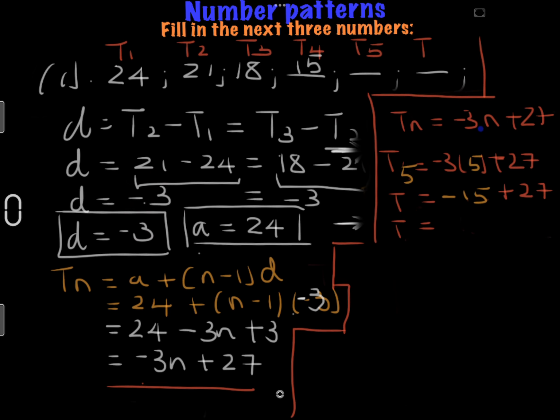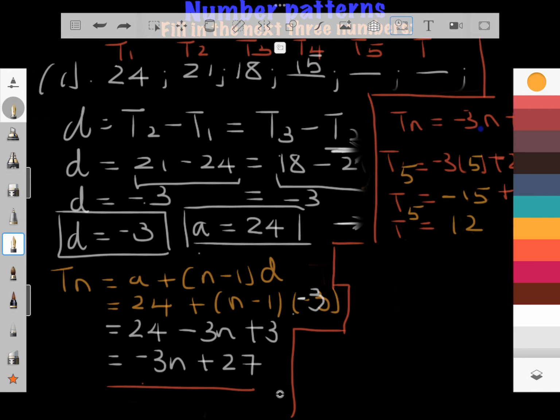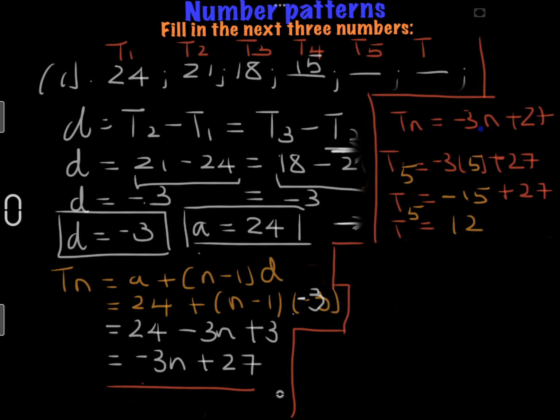And negative 15 plus 27 gives us positive 12. That is for term 5. Don't forget that. In fact, this is for term 5. We're just simply going to put 5 there.